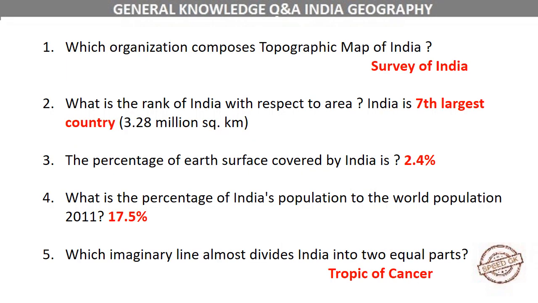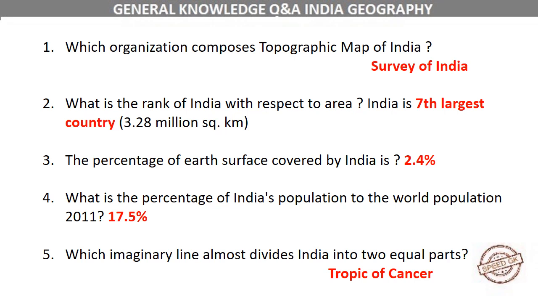Which organization composes topographic map of India? Survey of India. What is the rank of India with respect to area? India is 7th largest country, 3.28 million square kilometers. The percentage of Earth's surface covered by India is 2.4%.